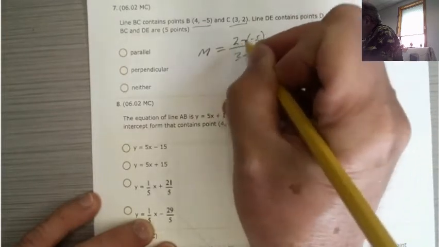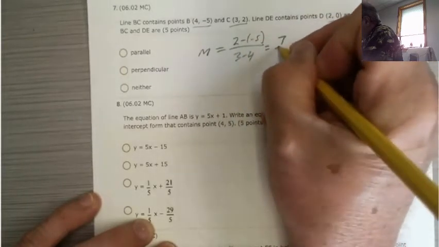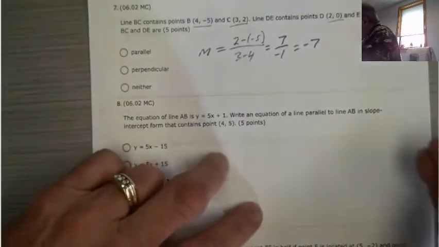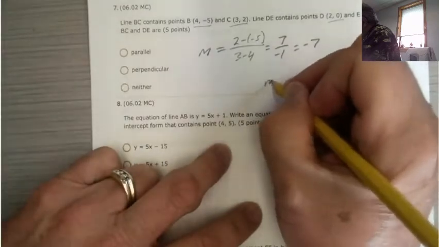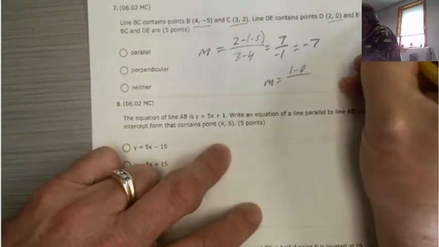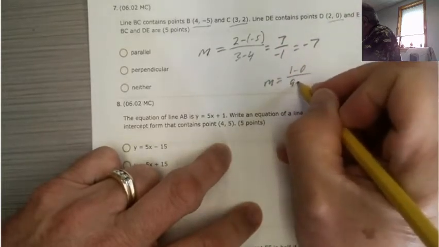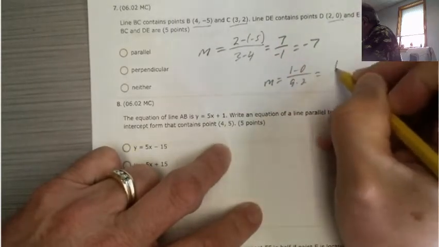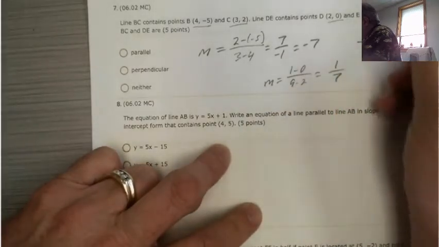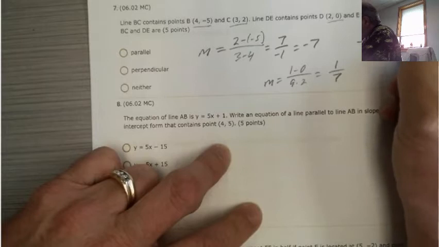2 minus -5 is 7. 3 minus 4 is -1. So this slope is -7. All right, and then the second one, the slope is 1 minus 0 over 9 minus 2, which is 1 over 7. So this one has a slope of -7. This one has a slope of 1 over 7, and it's positive.